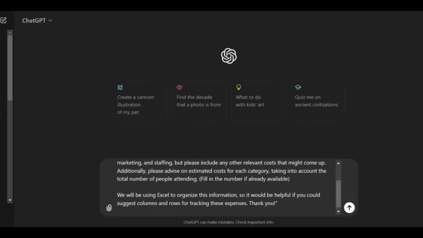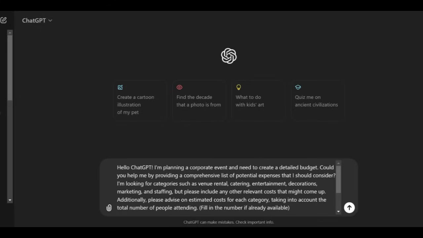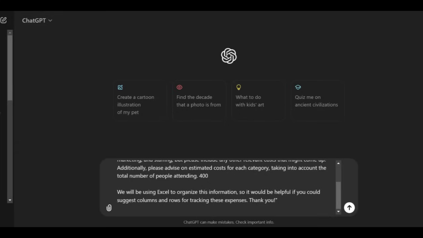Hello ChatGPT, I'm planning a corporate event and need to create a detailed budget. Could you help me by providing a comprehensive list of potential expenses? Looking for categories such as venue, catering, entertainment, decoration, marketing, and include any other relevant costs. Additionally, please advise on an estimated cost of each category, and we'll be using Excel to organize this information. So it would be helpful if you could suggest columns and rows for tracking these expenses.